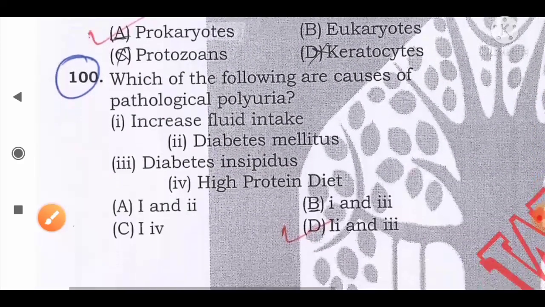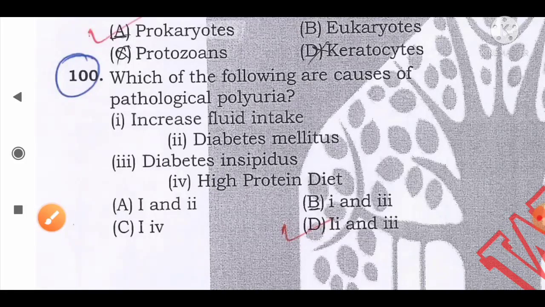Move to the last question of this question paper. Which of the following are causes of pathological polyuria? Statement number 1, increased fluid intake. Second, diabetes mellitus. Third, diabetes insipidus. Fourth, high protein diet. And the options are A, first and second are correct.